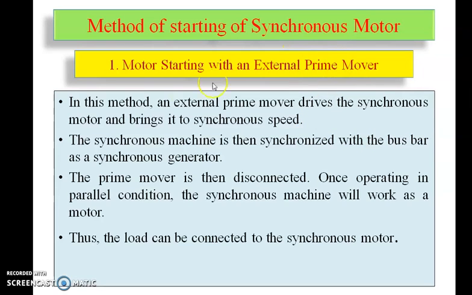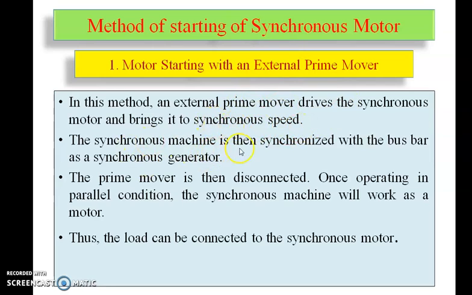By using that, we will start. In this method, an external prime mover drives the synchronous motor and brings it to the synchronous speed, because as we know, a synchronous motor runs at synchronous speed. Now in this method, the external prime mover drives the synchronous motor. That means the external prime mover is connected to the synchronous motor, and once the external prime mover is started, it will bring the motor to synchronous speed.